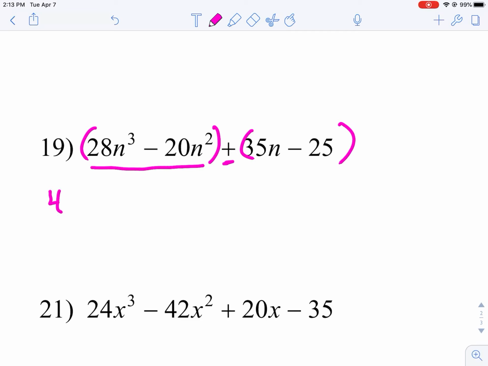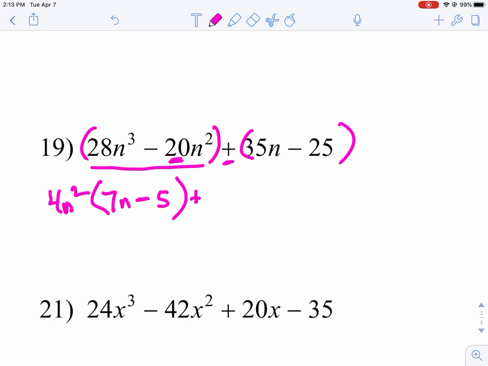So in the first group, we can factor out a 4n squared. Okay? And then that leaves 28 divided by 4 is 7. N to the third divided by n squared is n. And then 20 divided by 4 is 5, and n squared divided by n squared comes out.